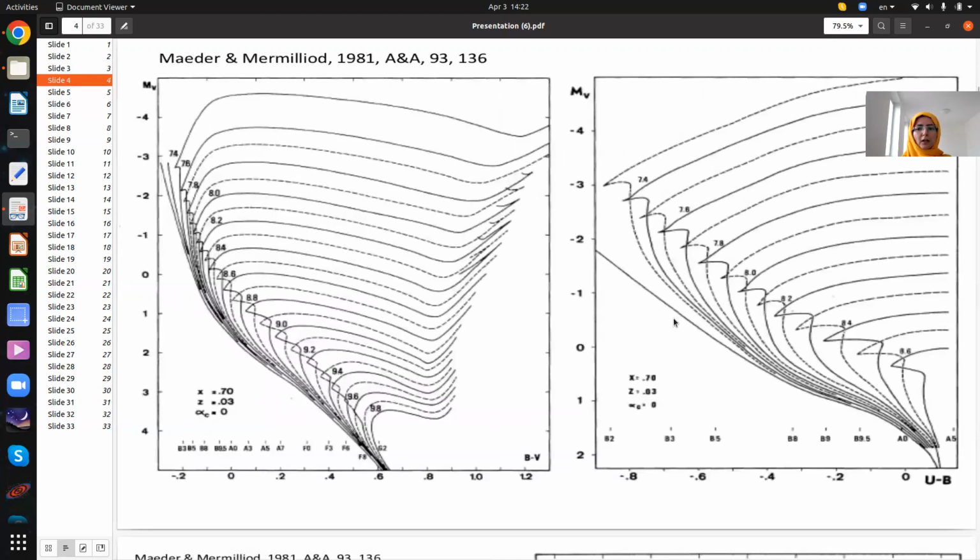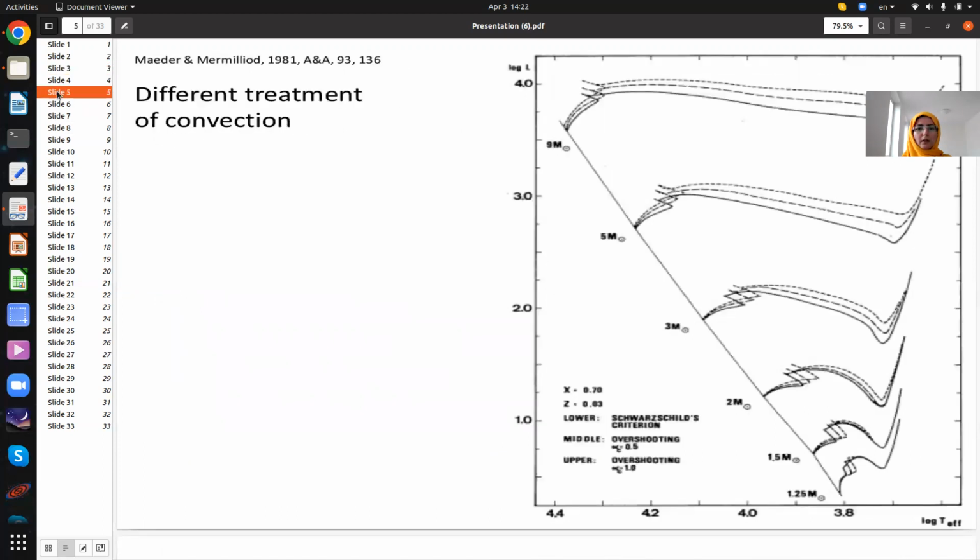Here you see different isochrones. Here, different treatment of convection. You see different isochrones for different treatment of convection, which shows that convection has some influence on the isochrone, on fitting the isochrone.